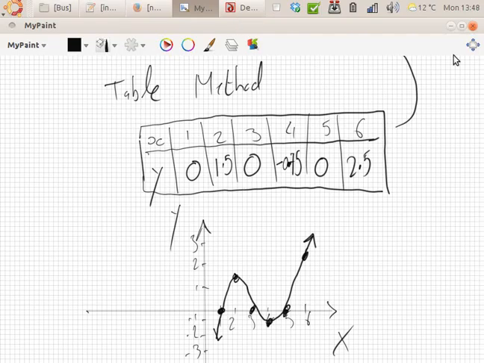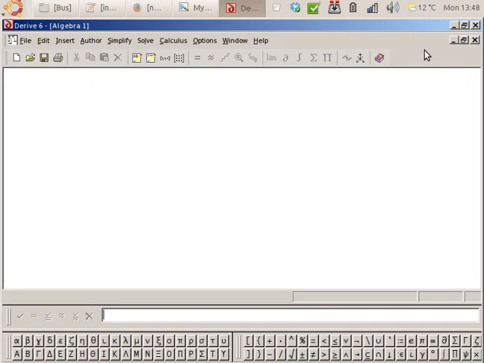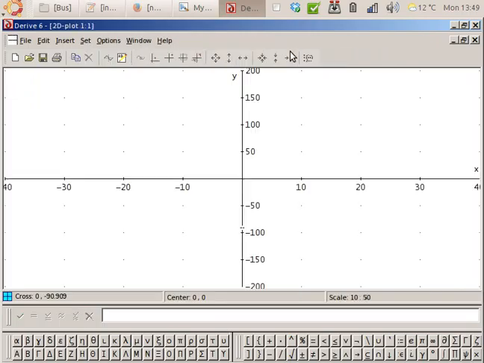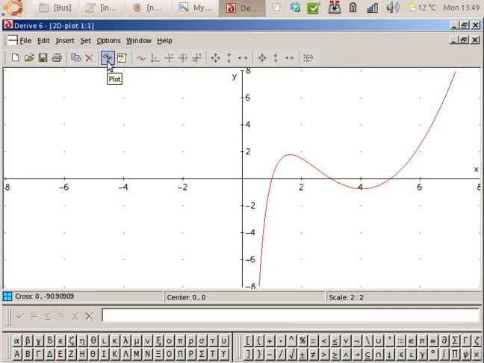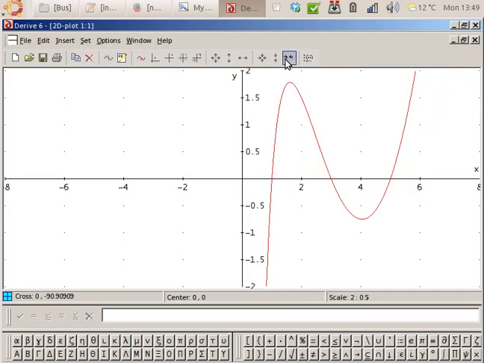And now for the pretty one. X squared minus 9x plus 23 minus 15 over x. Exactly the same. Exactly the same, yes. So that's what you should be getting.